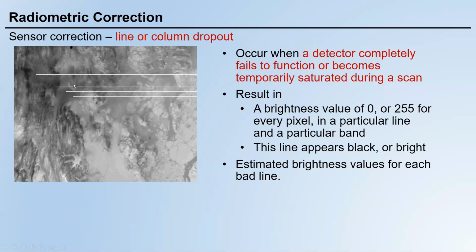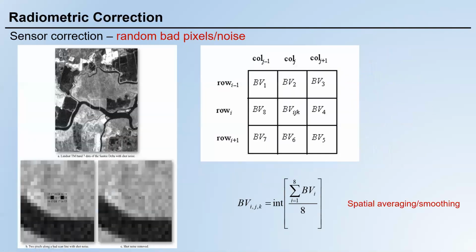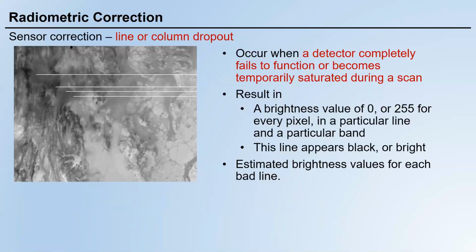Again, what's done is done. You cannot collect the true reflectance of these values on these lines anymore. So again, you need to use something like this spatial averaging filter to assign values to these bad pixels along these lines.